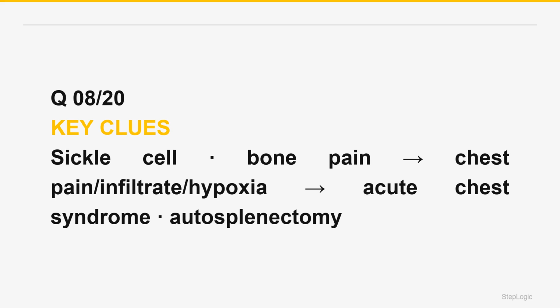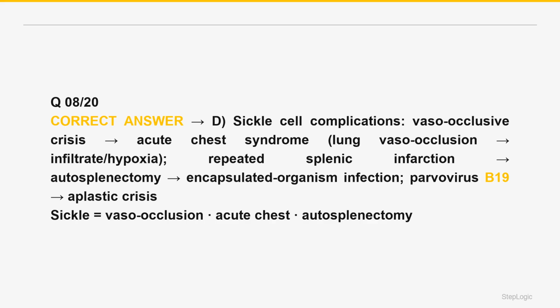Deoxygenated HbS polymerizes, sickling red cells that occlude the microvasculature. A vaso-occlusive pain crisis causes severe bone and back pain, and when the sickling occludes the pulmonary microvasculature, it produces acute chest syndrome: chest pain, fever, hypoxia, and a new pulmonary infiltrate. Acute chest syndrome is a leading cause of death in sickle cell disease and is often precipitated by infection or a vaso-occlusive crisis. The correct answer is D.